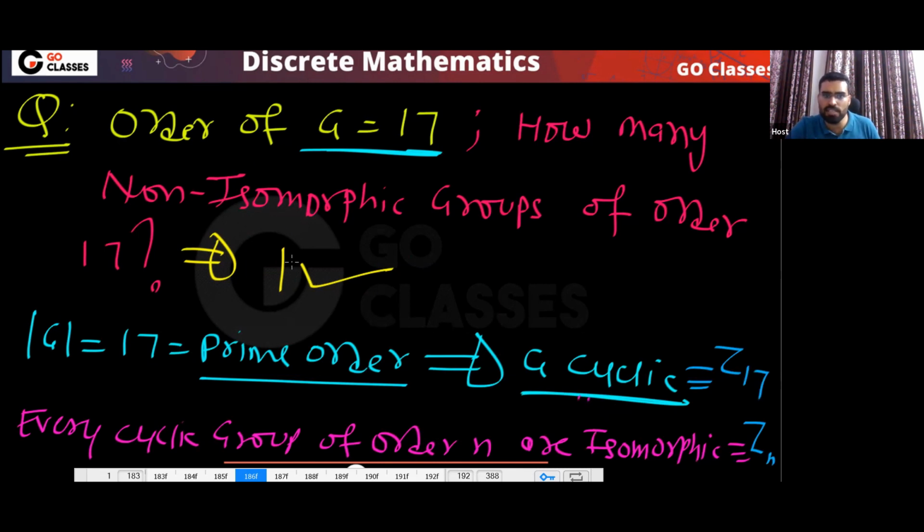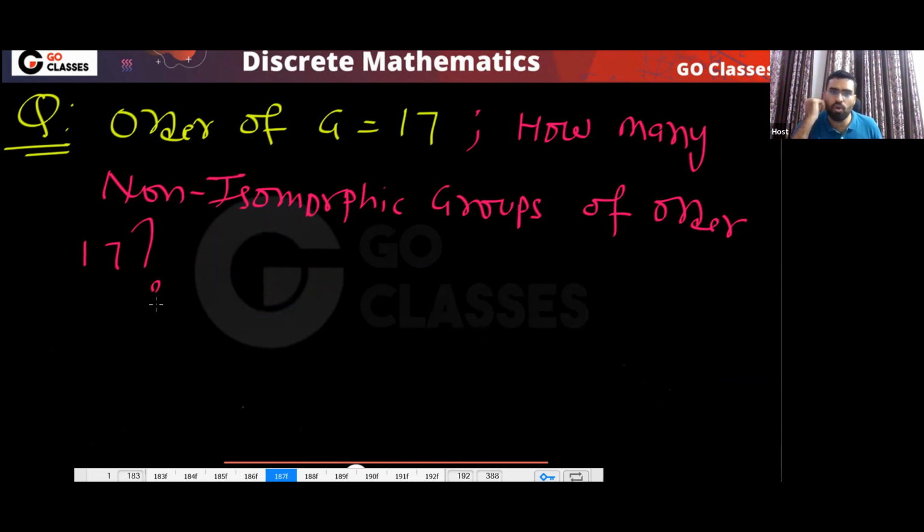So the answer will be 1, because remember this is the beauty. If you have a cyclic group of order 17, then all the cyclic groups of order 17 are isomorphic to each other. They are isomorphic to Z17. So I can finally say that only one non-isomorphic group is possible.